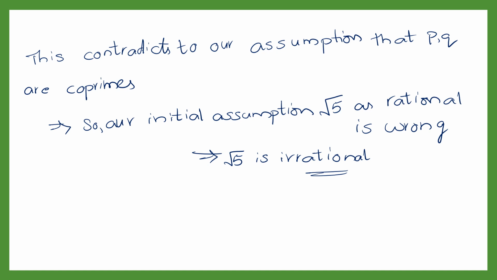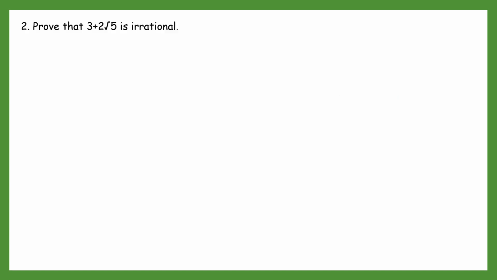Okay, we have assumed root 5 as a rational number. We got p and q are co-primes. But when we solved, at the end we came to know that p and q are not co-primes. So our initial assumption that root 5 is rational is wrong. So we have proved that root 5 is an irrational number.